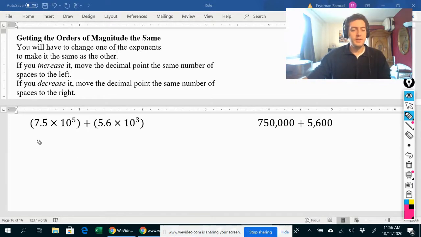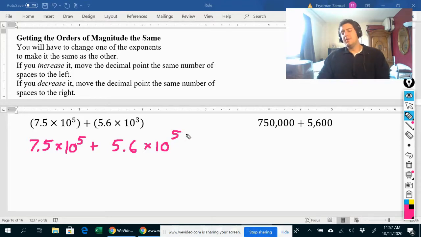So now I have 7.5 times 10 to the 5th plus 5.6 times 10 to the 5th.